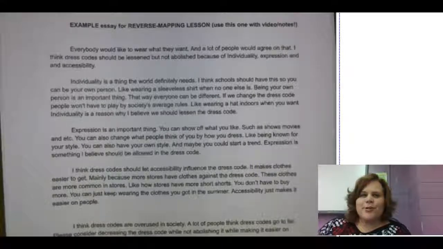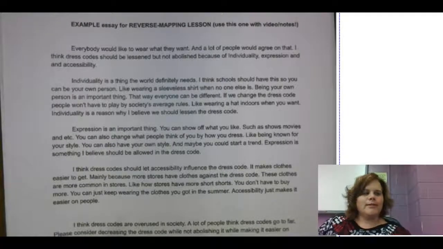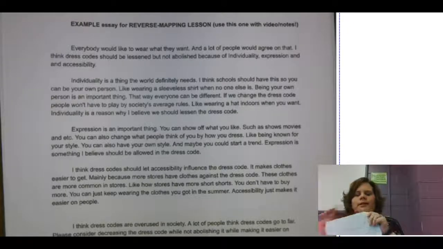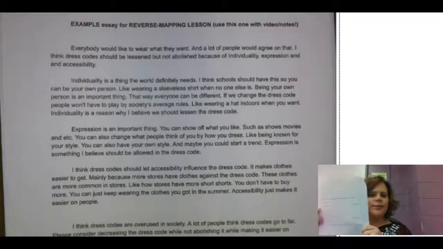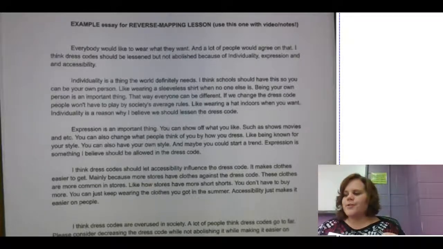I can only really show you one piece of paper at a time. You should have on your desk the handouts that look like this, the map, and the actual essay. So first thing we're going to do is read it.